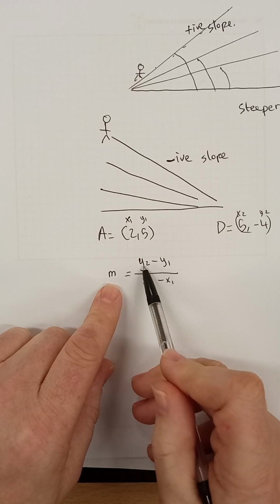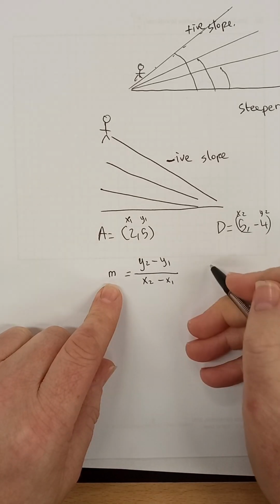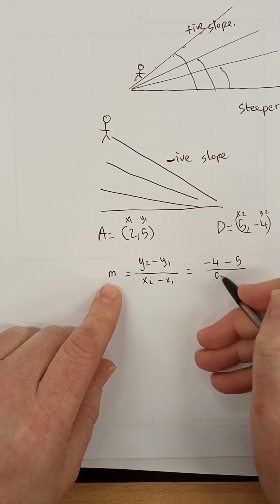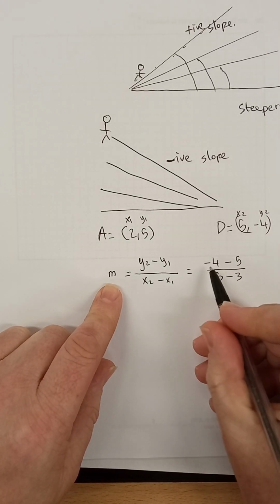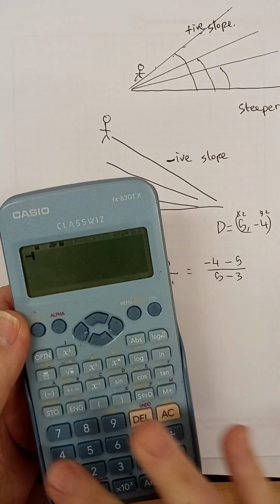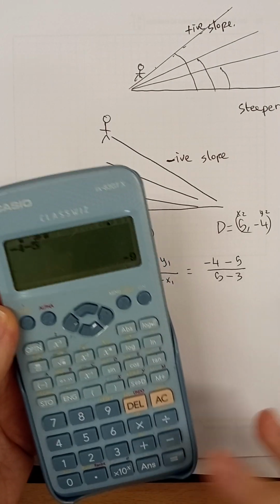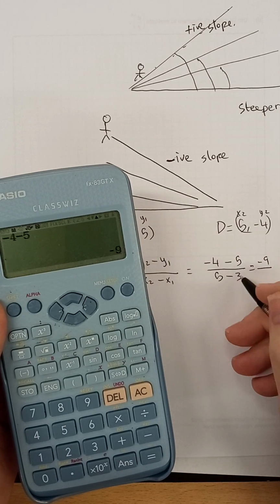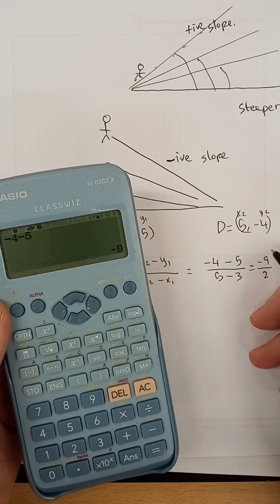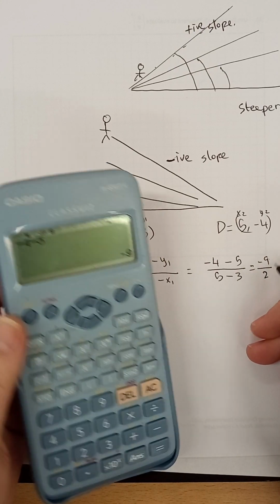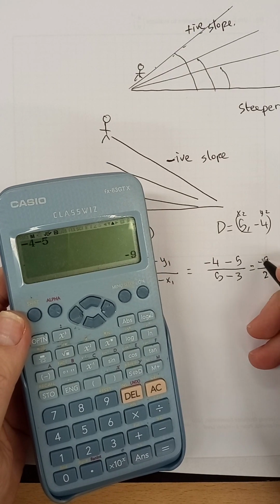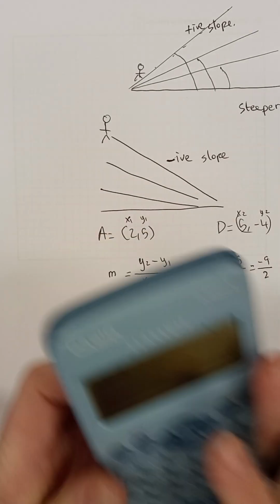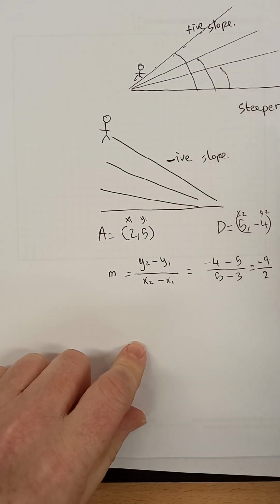So, let's put the numbers in. y2 minus y1 over x2 minus x1. So again, use your calculator. Minus 4 minus 5 is minus 9. Divide, you can do this all in one go, over 5 minus 3, which is 2. So the slope there is minus, never turn the slope into a mixed number. Always keep it as a fraction. So the slope there is minus 9 over 2, which means it's negative.